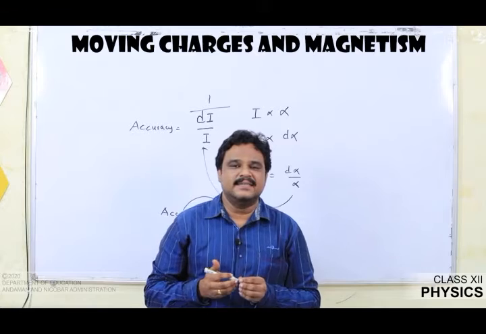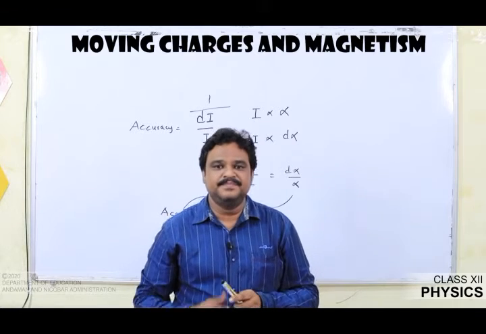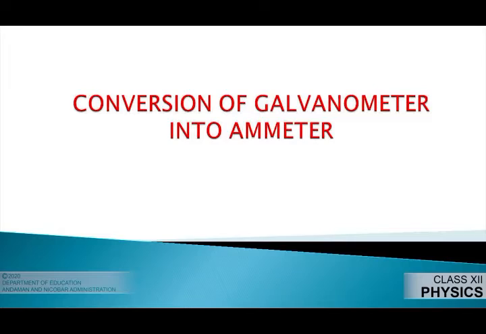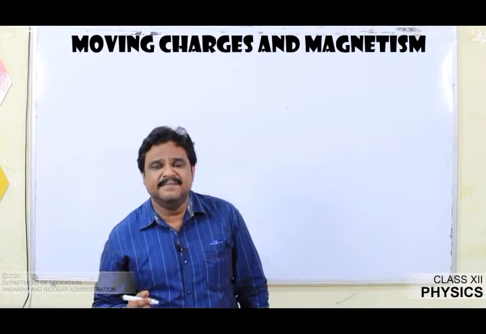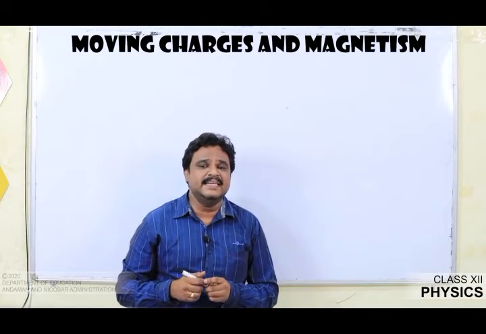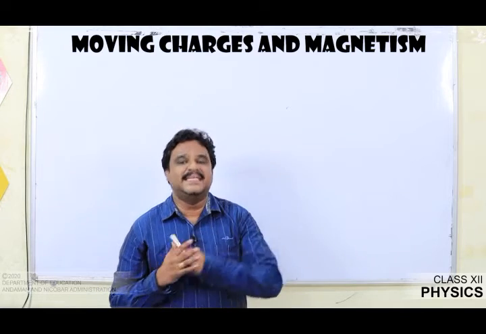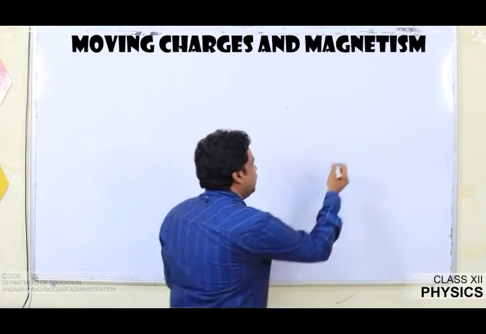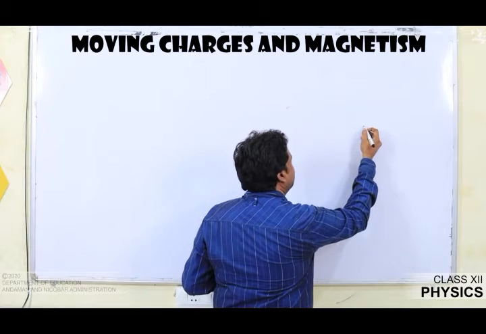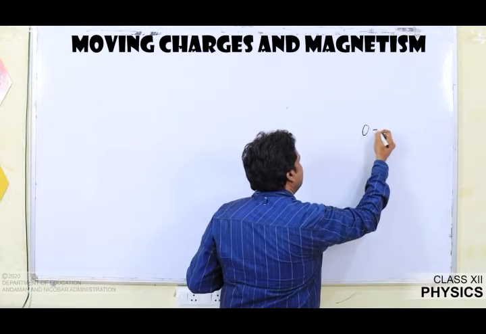So with this I am going to get into my next topic. What the next topic says, we are going to convert a galvanometer into an ammeter. Already you know what is an ammeter. Ammeter is basically a current measuring device. Here we are going to convert a galvanometer into an ammeter. So let us suppose that I want to convert a galvanometer into an ammeter of desired range. Say it is 0 to I ampere.